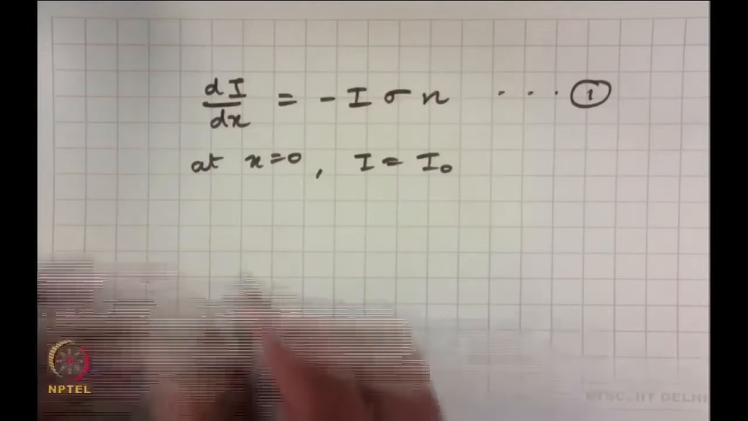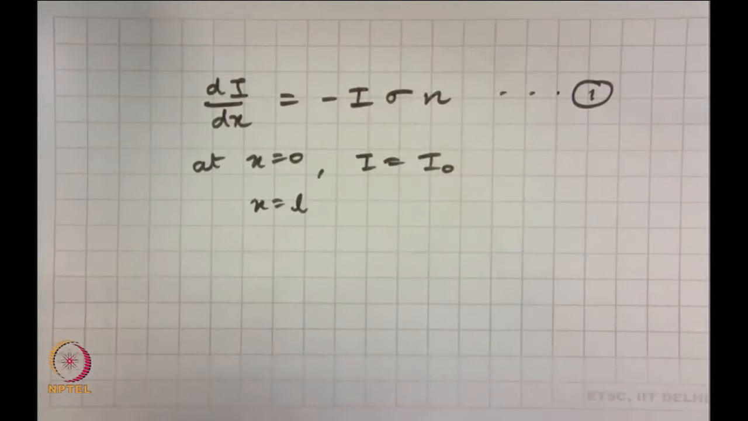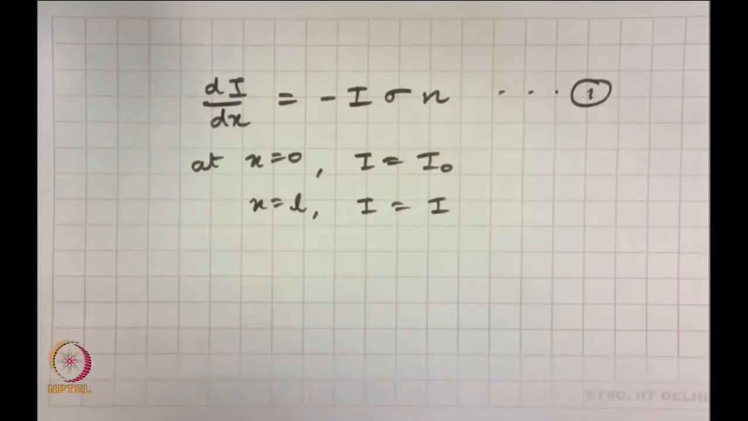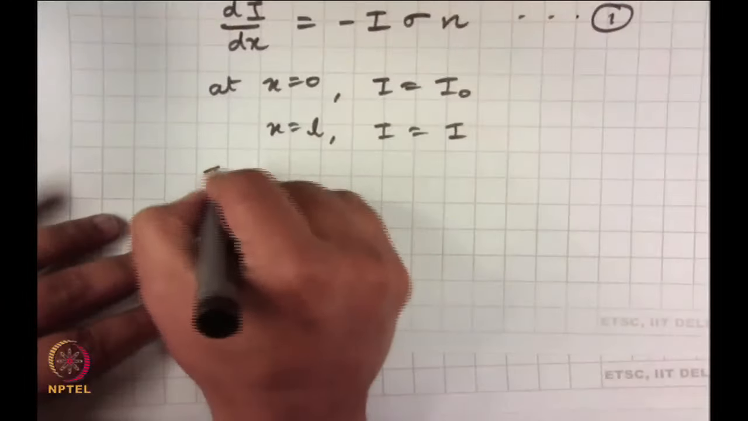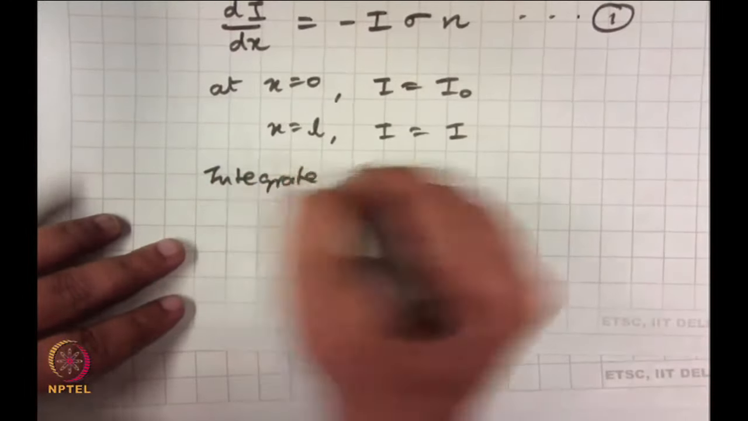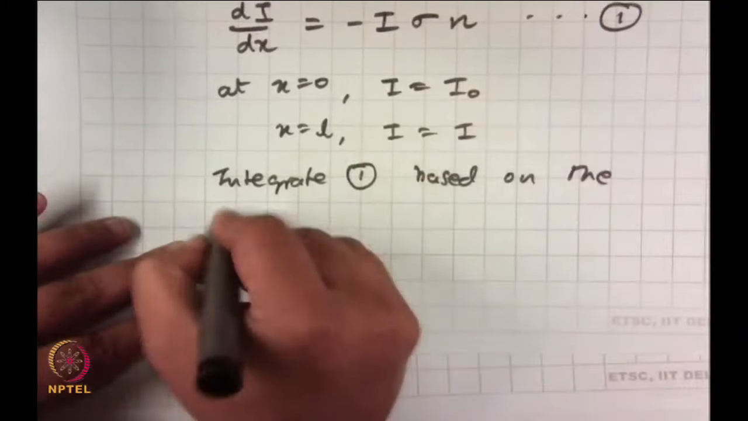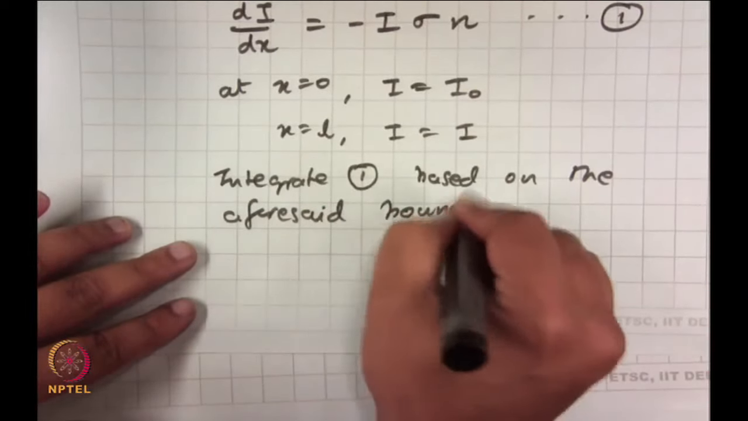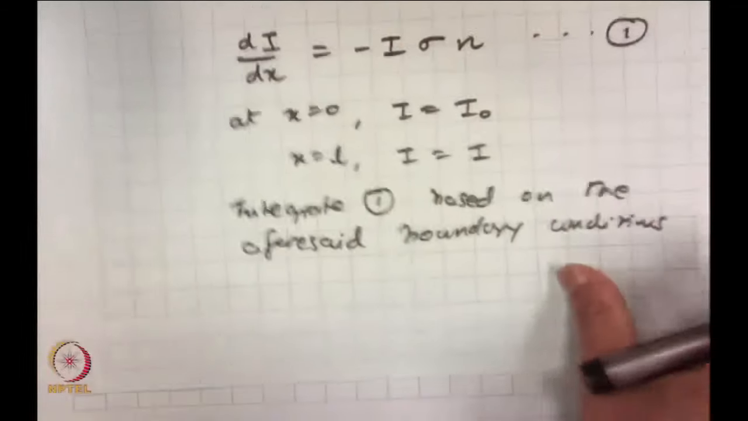Now, what I also say is at x equal to L, what is L? L is the other side because L was the total length. So, then this I would be I, right, this much is coming out. So, then what I can write is, if I would integrate based on the aforesaid boundary conditions, this is what I am going to have.